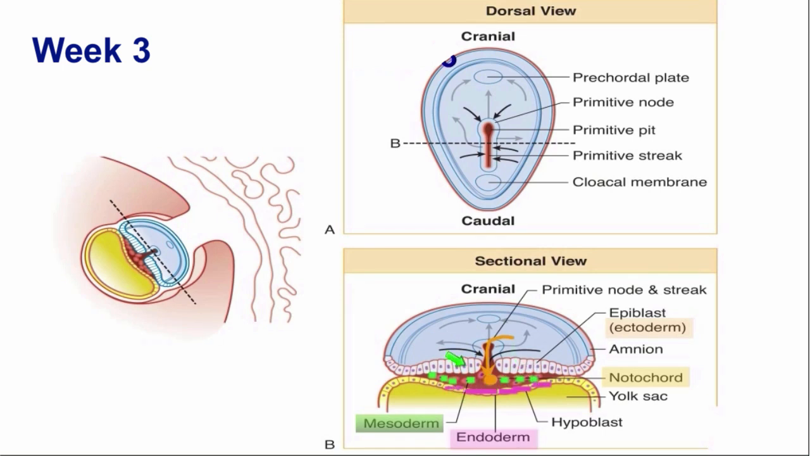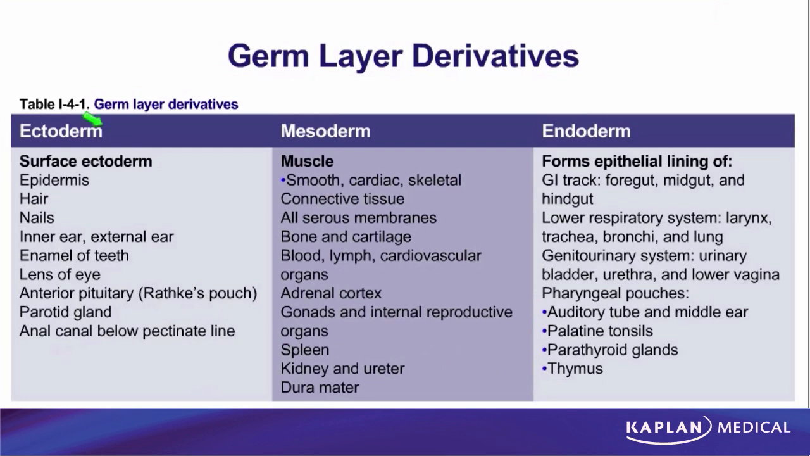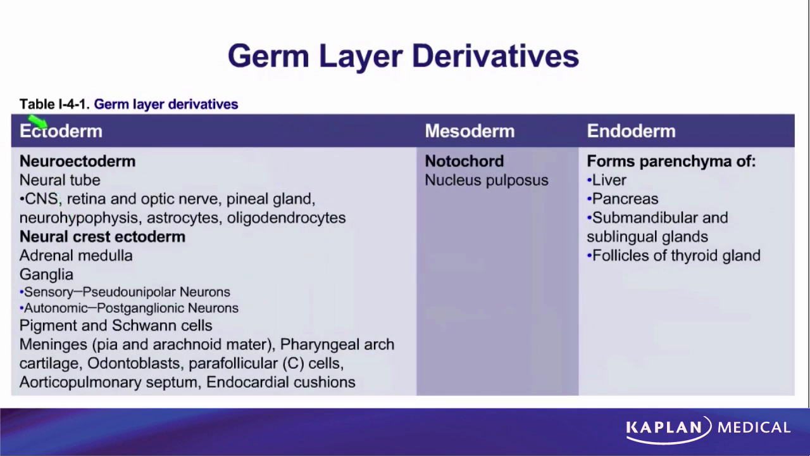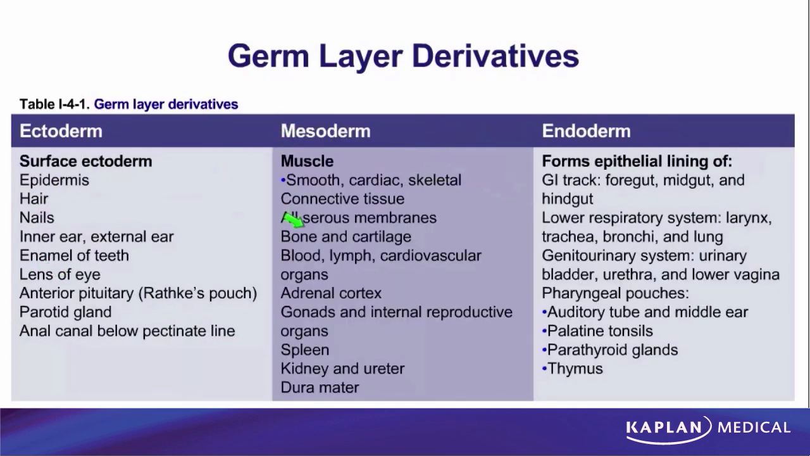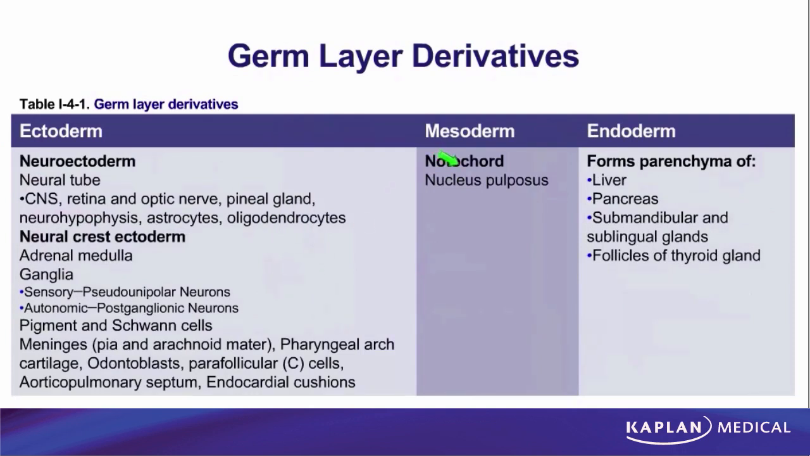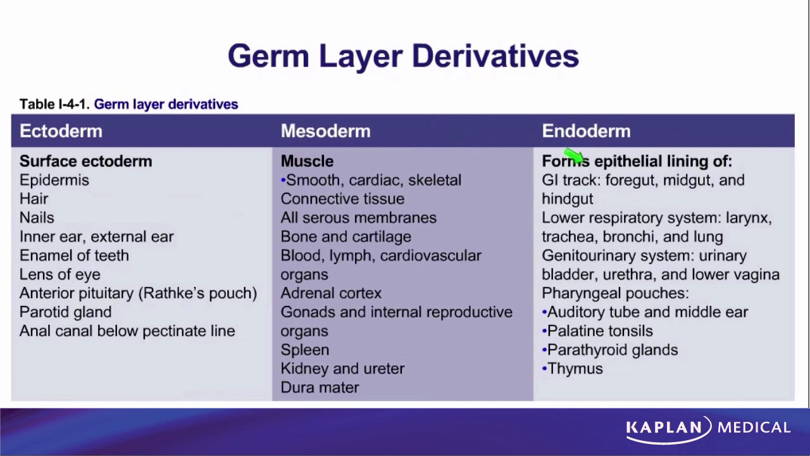Now, if we look at this chart, we see the chart divided into three columns representing the three layers. The upper layer is ectoderm, and we see surface ectoderm. And then if we go to the next slide, neuroectoderm and neurocrest ectoderm, so the three kinds of ectoderm. In the middle layer, we see mesoderm, and we see notochord. And in the lower layer, we see endoderm. And in the chart, we have a listing of many of the adult structures that are derived from those different cell types.